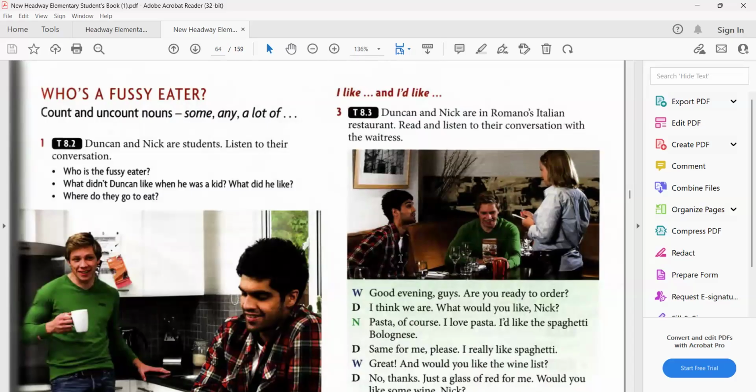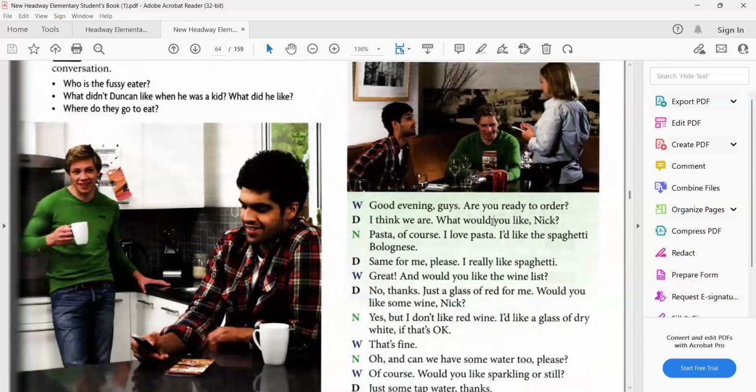Okay, today we're going to learn about polite offers and requests. How can I ask something politely? Here we have Duncan and Nick in Roman's Italian restaurant. Read the conversation with the waiter. Let's see how they use the form of polite offers or requests.